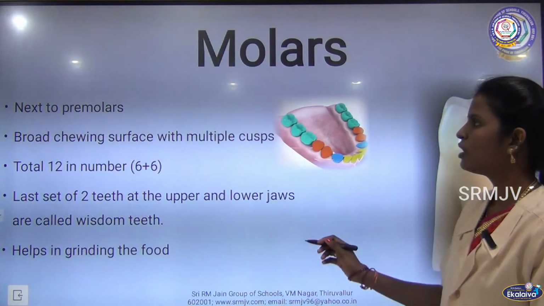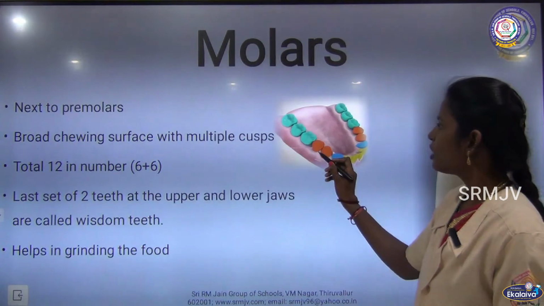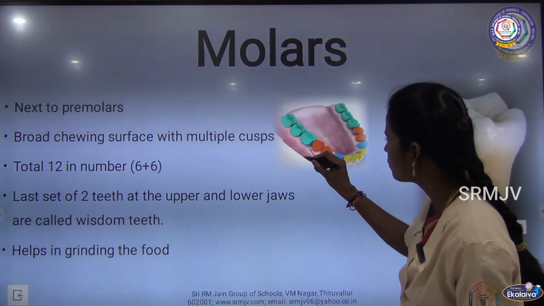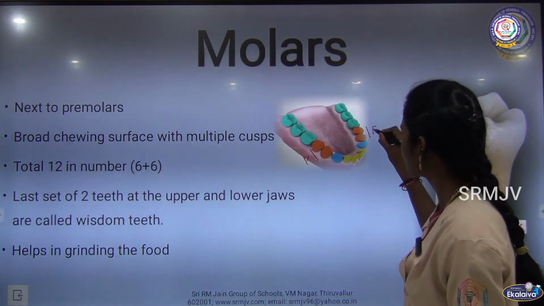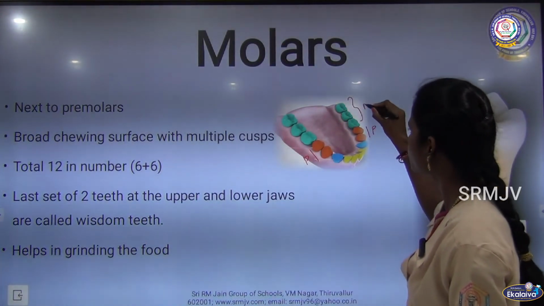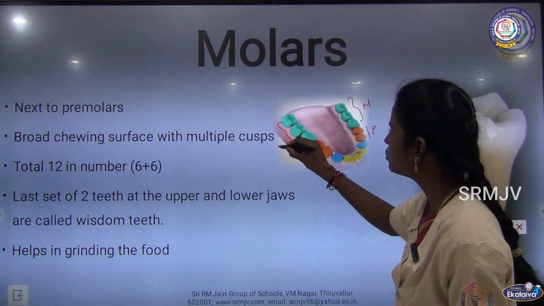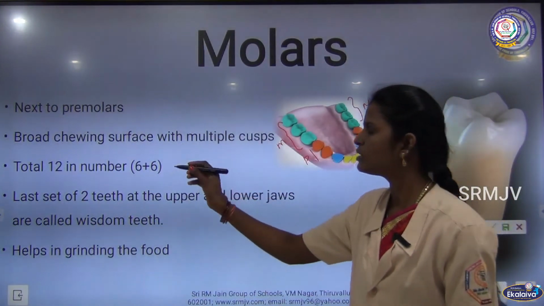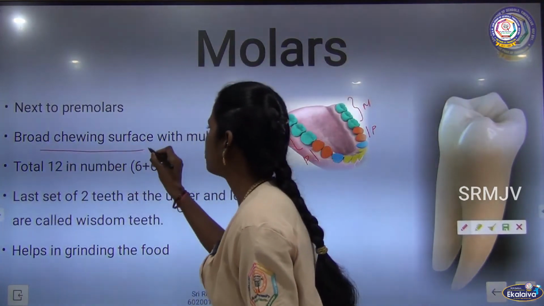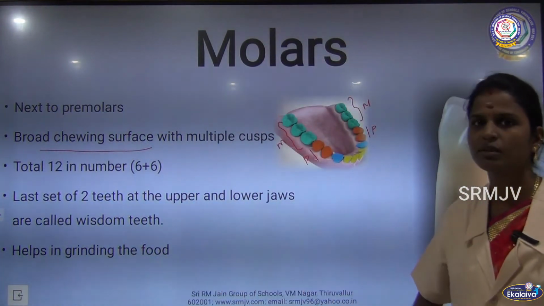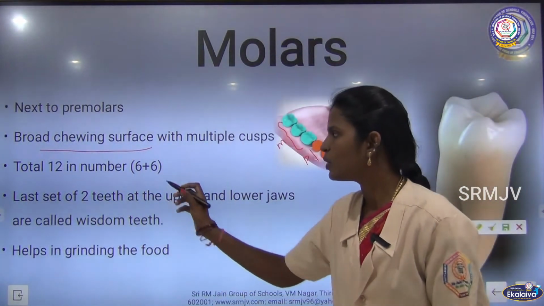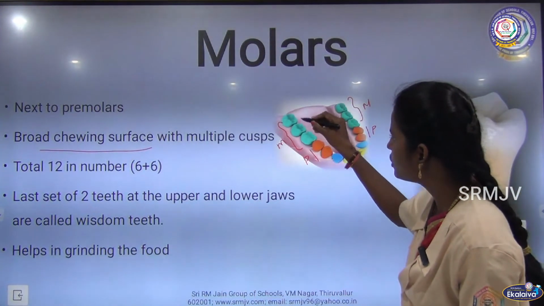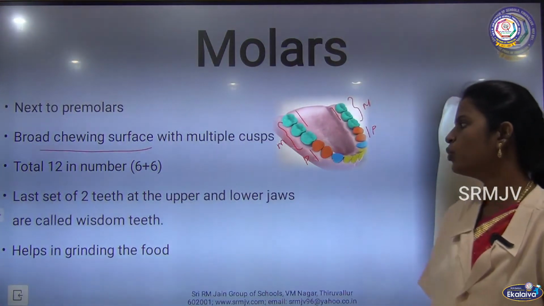Next is molars. Next to premolars, molars are present. Molars have a broad chewing surface with multiple cusps, and they are 12 in number. The last set of 2 teeth, these 2, are called wisdom teeth.